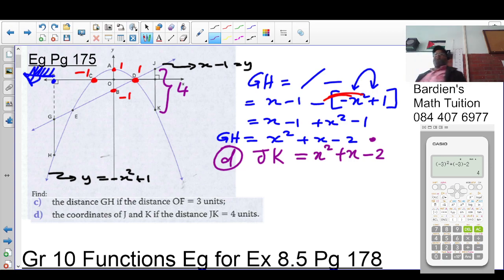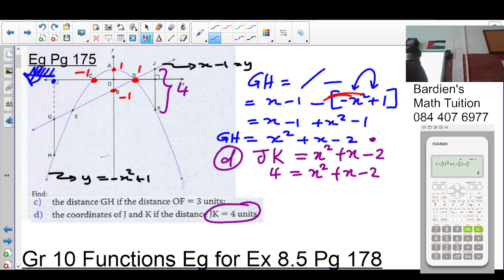You all agree with that? But what is the length of JK? So I say 4 is equal to x squared plus x minus 2. So what do I do now? Take the 2 over. You all agree with that? What type of sum is this? It's a trinomial. So what must we have? Everything on one side and 0 on the other side.